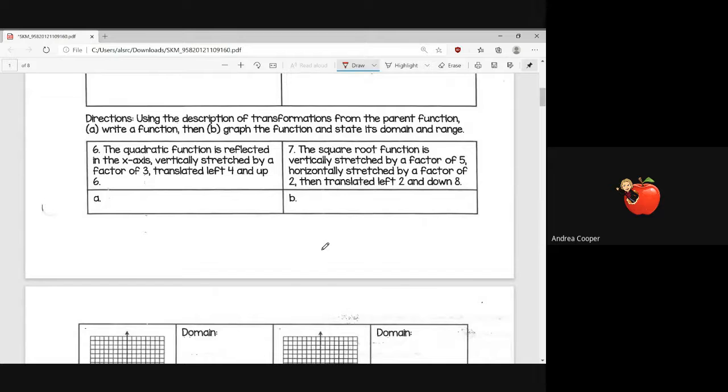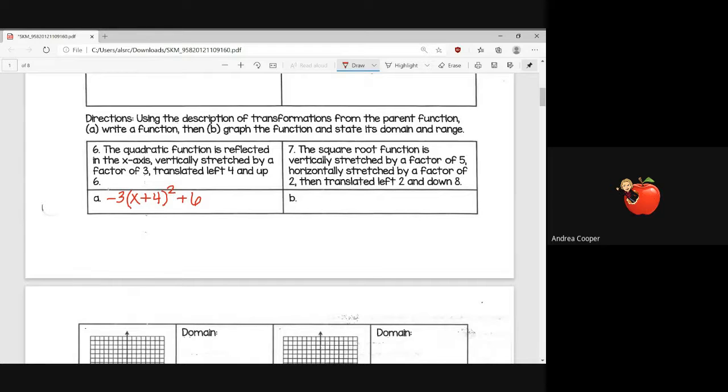Oh, okay. So write the function graph and then state the domain and range. A quadratic function is reflected in the x-axis. Remember, the x-axis is your horizontal axis, so it's reflected this way. It means the y's change, so the negative goes up front. Vertically stretched by a factor of 3, so it's going to be -3. And then x is translated left 4, so +4, the quantity squared, and up 6. That's how you would write the function.